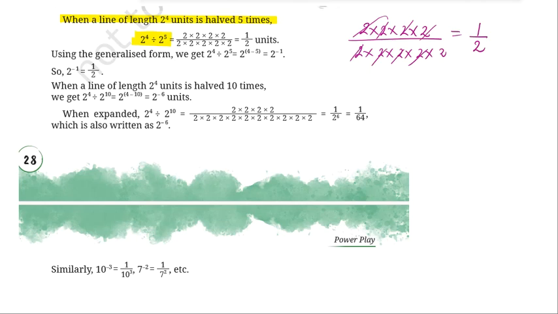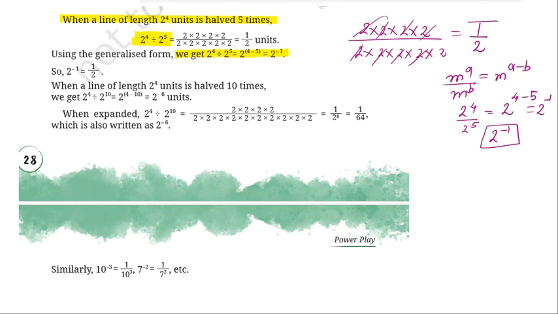Now can we use this generalized form to get 2 to the power of 4 divided by 2 to the power of 5? We know the generalized form we just studied, that m to the power of a over m to the power of b is equal to m to the power of a minus b. Similarly, for 2 to the power of 4 divided by 2 to the power of 5, when you use it, what will happen? 4 minus 5, which is equal to 2 raised to the power of minus 1. So 2 to the power of minus 1 came from one way, and solving the other way we got 1/2.